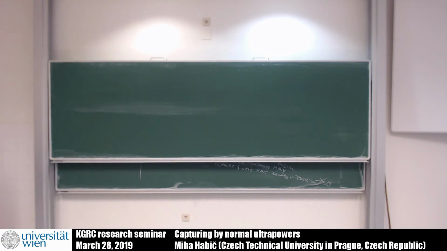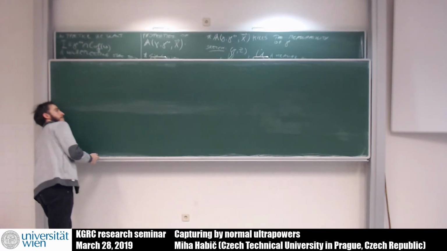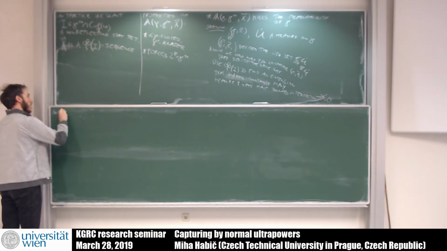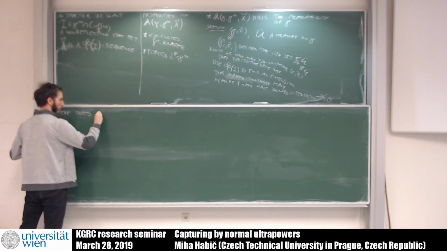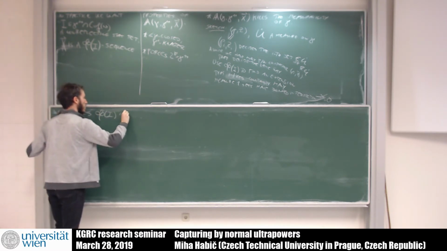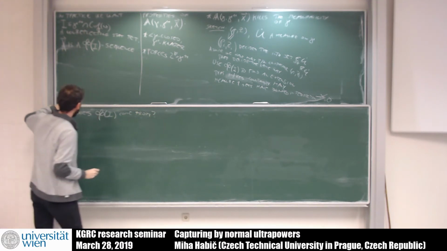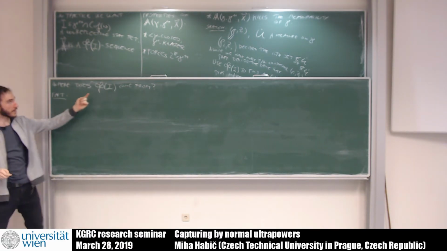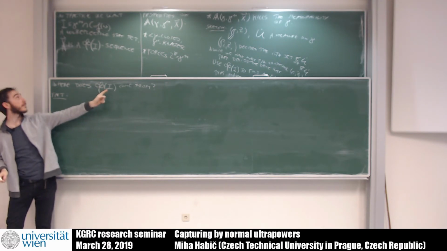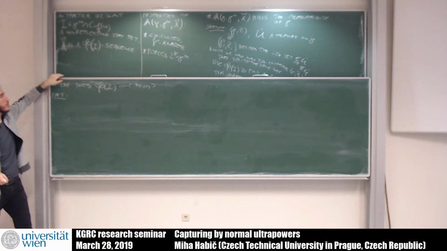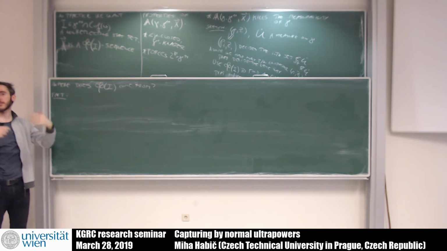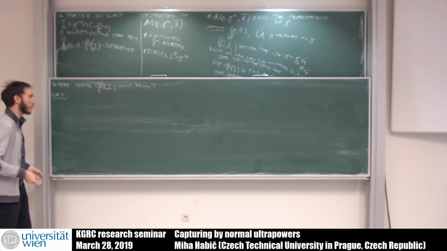Okay, so first things first. So where does this come from? The point is, the standard forcing to add a non-reflecting stationary set will just by itself add a club sequence like this as well. So if I just force to add this non-reflecting stationary set, I'm going to get this club sequence for free.